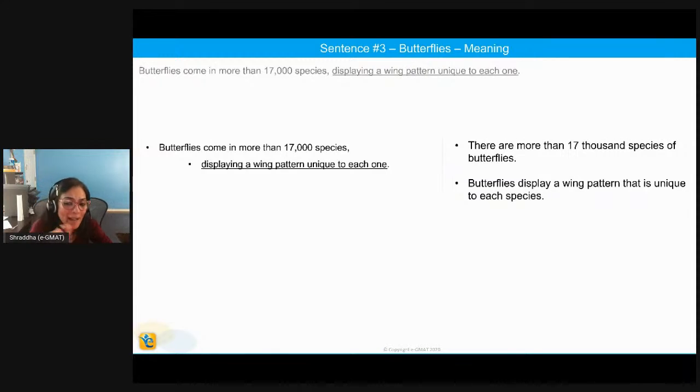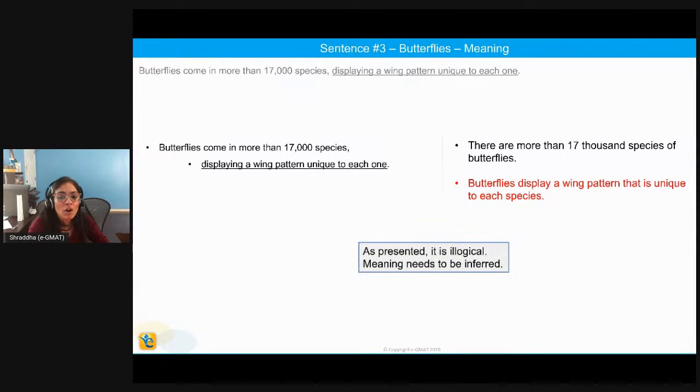But again, if we go by that meaning, as I was telling you, in that case, what the sentence will say is that every butterfly presents a unique wing pattern. That is not what the sentence is trying to say. So overall, the use of the comma plus verb-ing modifier is absolutely incorrect here, and we can understand that because the sentence does not present the logical intended meaning.